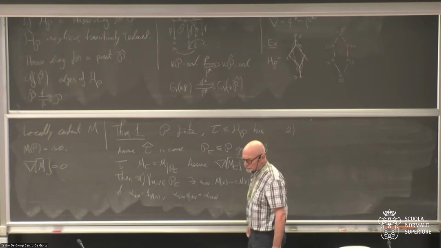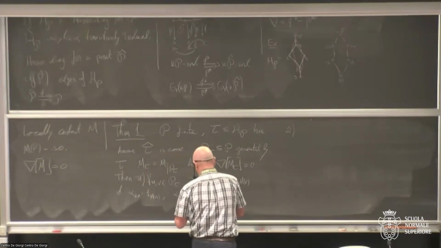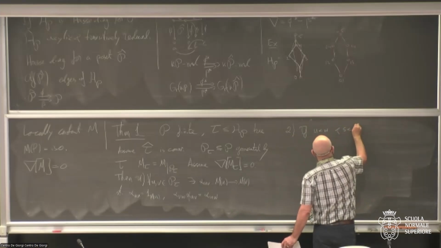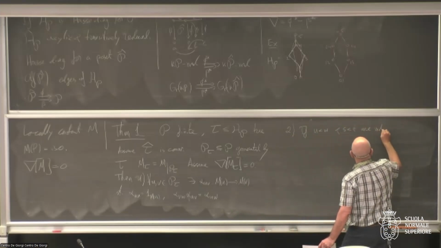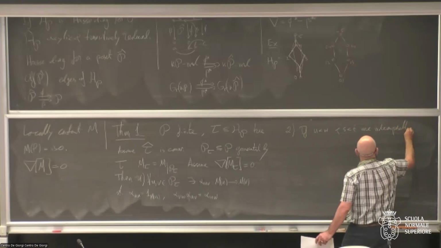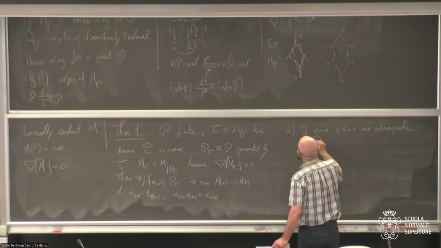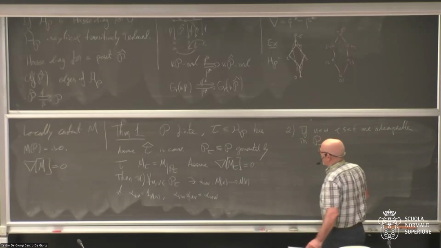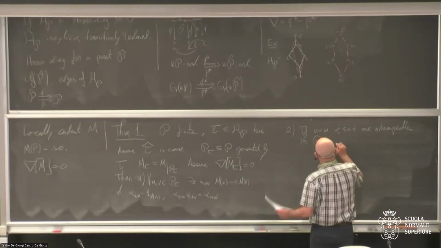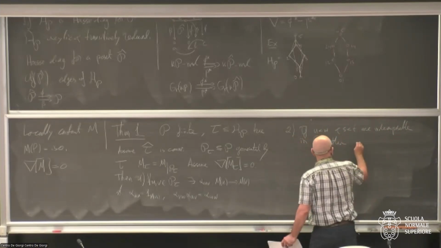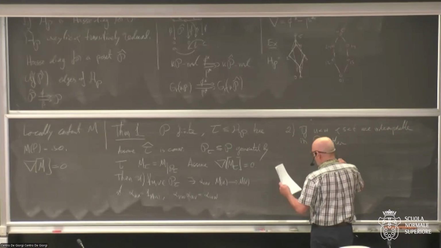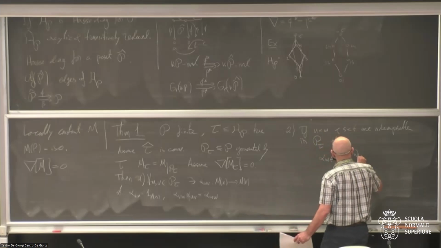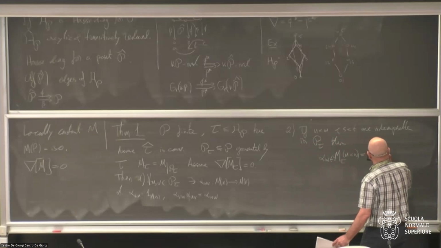So 2. If U less than W and S less than T are composable relations in P, which means they correspond to edges in T, then alpha_WT composed with M_T(U less than W) is equal to M_T(S less than T) composed with alpha_US.